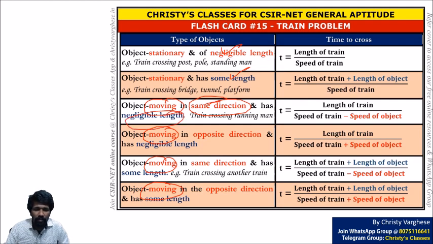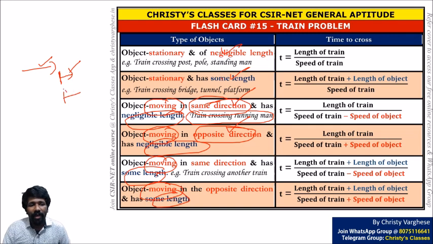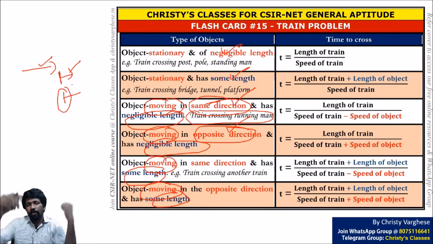Negligible length case, then some length case. Negligible length case means what? For example, a train crossing a running man. A train is trying to cross a running man, and there the man is also moving. Again, with the man moving, there are two possibilities: whether the man is moving in the same direction or in the opposite direction. When it is the same direction, the train is trying to cross the man, but the man is going away from the train. That means the man is actually trying to reduce the relative speed of the train.